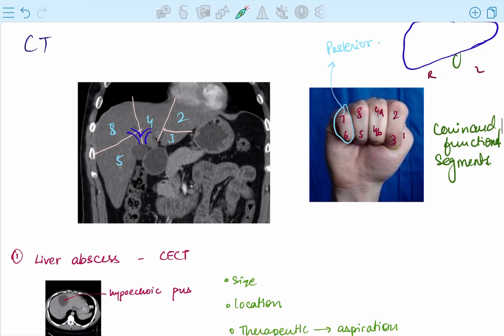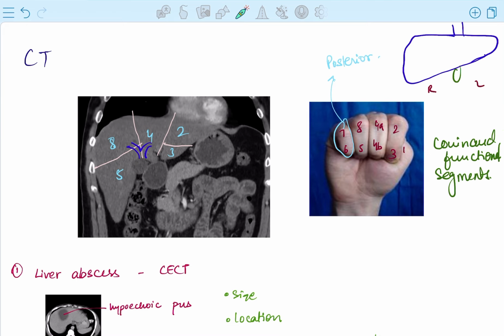CT abdomen is a very important investigation involved in the liver. In this CT, you can see the coronal section, and this is the liver. The anterior part of the liver is seen, whereas the posterior part of liver is not seen. To understand the anatomy of liver, you can see this image. Let's say that you hold your right hand in the form of a fist as shown in this picture. The thumb finger, which has gone inside, indicates the first segment.